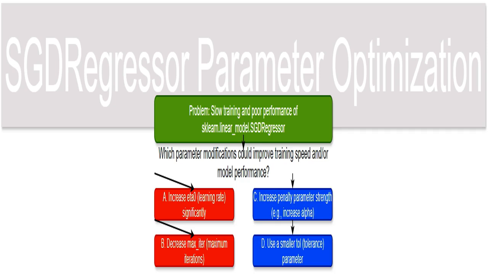This section's title tells us we'll be looking at how to adjust settings, or parameters, within the SGDRegressor machine learning algorithm, a specific type of linear regression that uses stochastic gradient descent to find the best fit. We'll focus on improving its training speed and how accurate its predictions are.